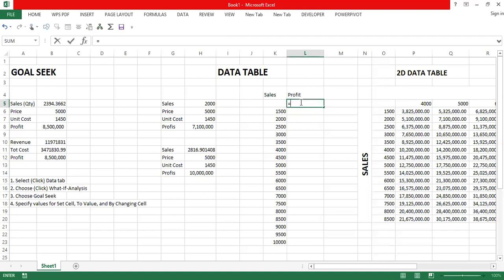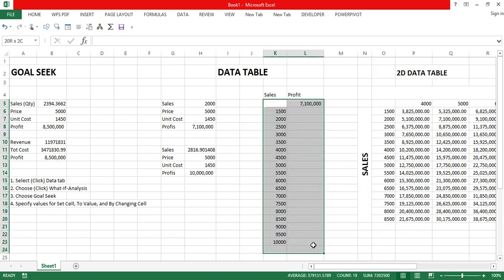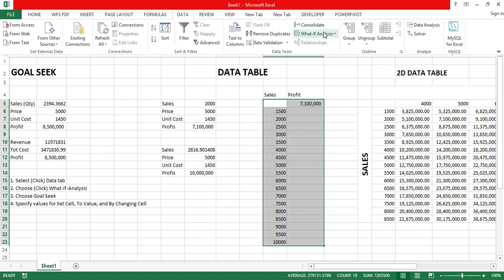Type equal to, and then you click on the computed profits. You press enter. Then you highlight the whole thing. Then you go to the Data tab, click on What-If Analysis, click on Data Table.